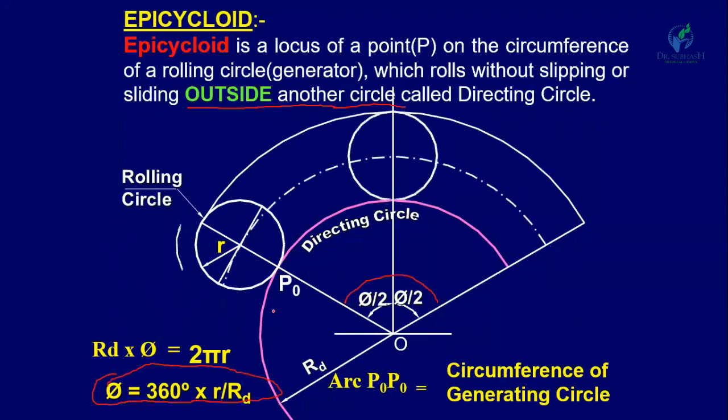It is rolling. So after the half revolution, the circle will reach here, and the position of point P0 will be here. And after one complete revolution, the point P0 will be here. So the path of this point P is known as an epicycloid. So this curve is known as epicycloid.